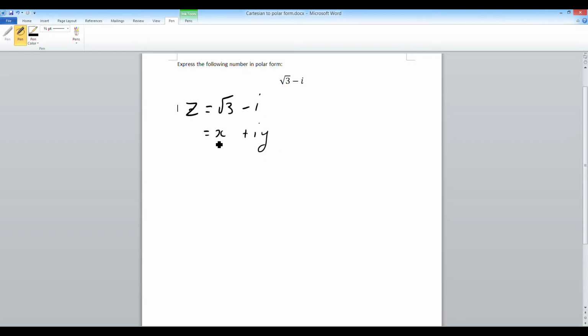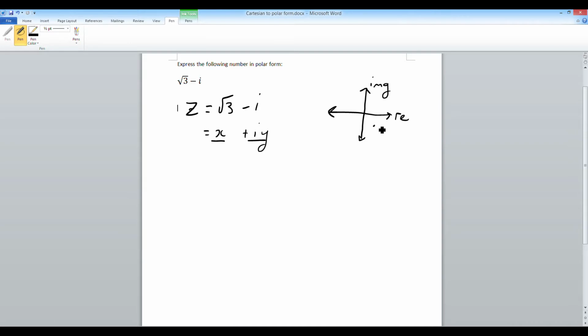So I have my real part and I have my imaginary part. If I were to plot this on my Argand diagram, remember we have our real axis and our imaginary axis, I'm going to say this is root 3, so it's positive on the real axis, and minus 1i, which will give me my point here. So I notice my complex number is in the fourth quadrant.